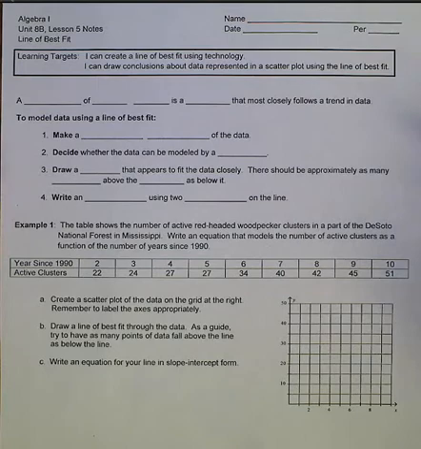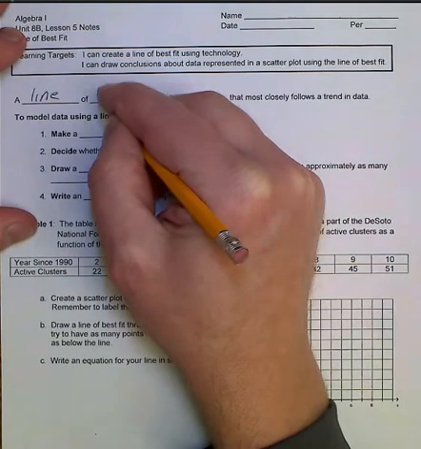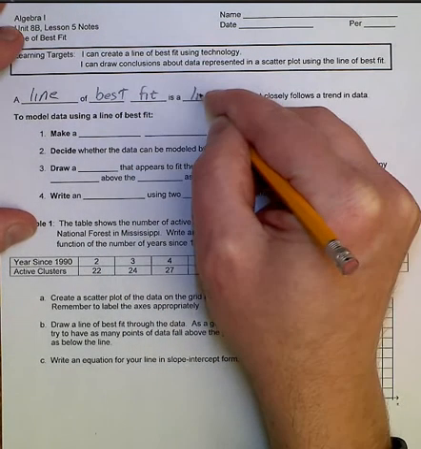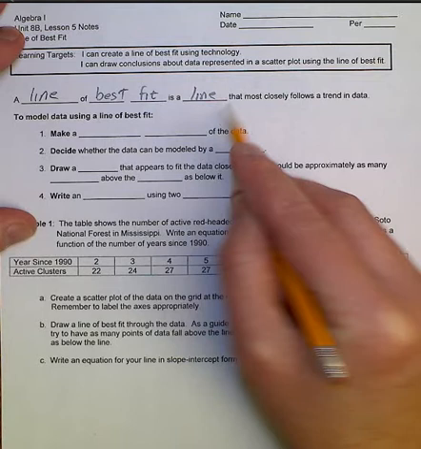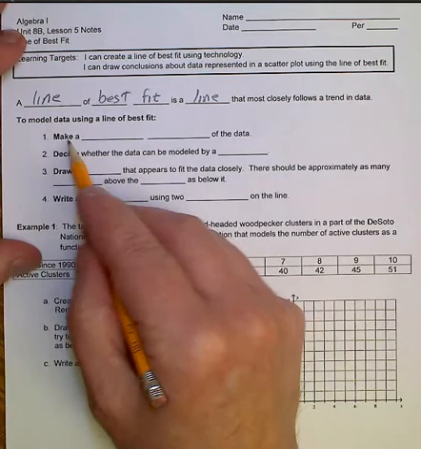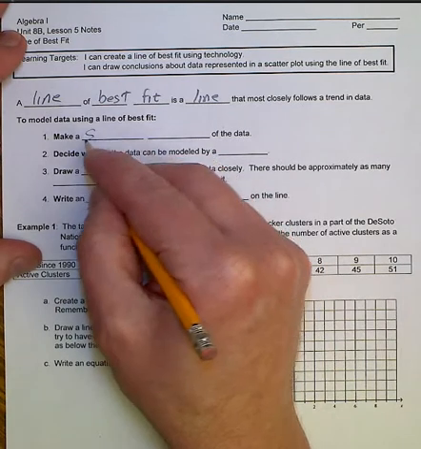So, a line of best fit is a line that most closely follows a trend in data. Okay, to model data using a line of best fit, make a scatter plot.